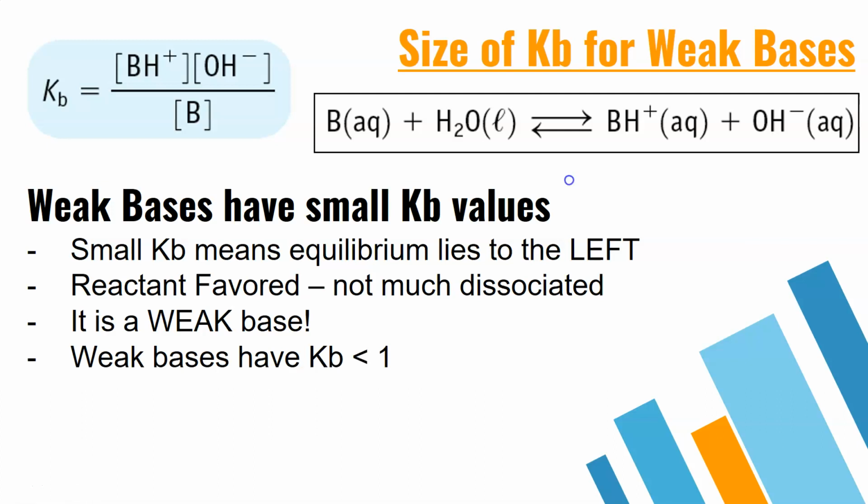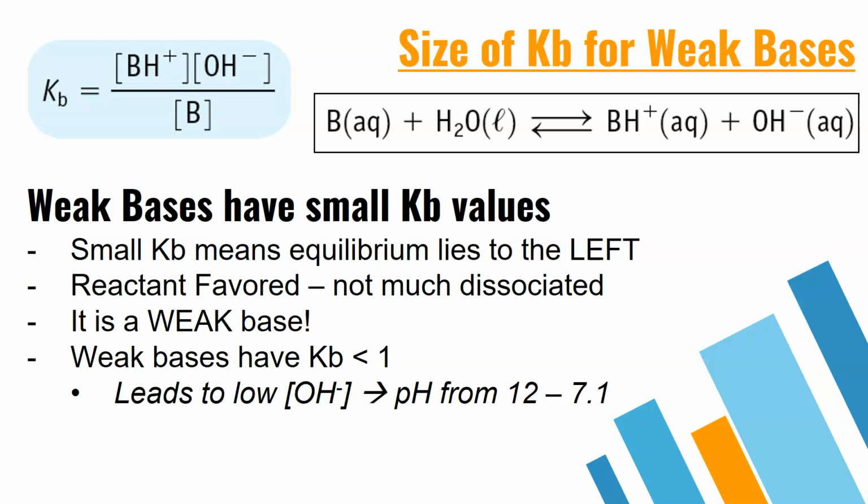That's going to give us a really low concentration of hydroxide. So when we do our pH calculation, we end up with a pretty large number for our pH.